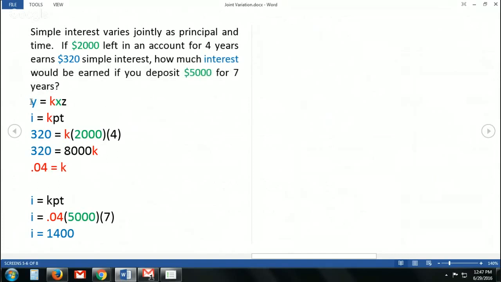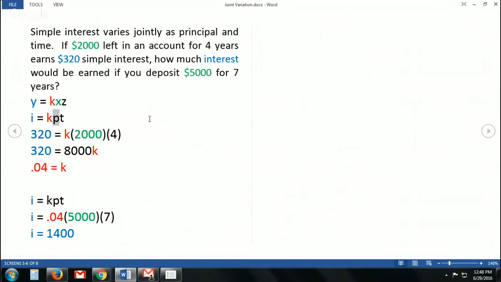Well, let's again use our working equation, y equals kxz, since we are told that it varies jointly. Y is going to be the amount of interest that we earn. So in the place of y, I'm going to put interest. Our k is still going to be the constant of variation. X we're going to replace with our money that we know, the principal, and z we'll replace with time. Changing to these letters makes it easier for us to think about how the problem's going to work. P is principal, so money.